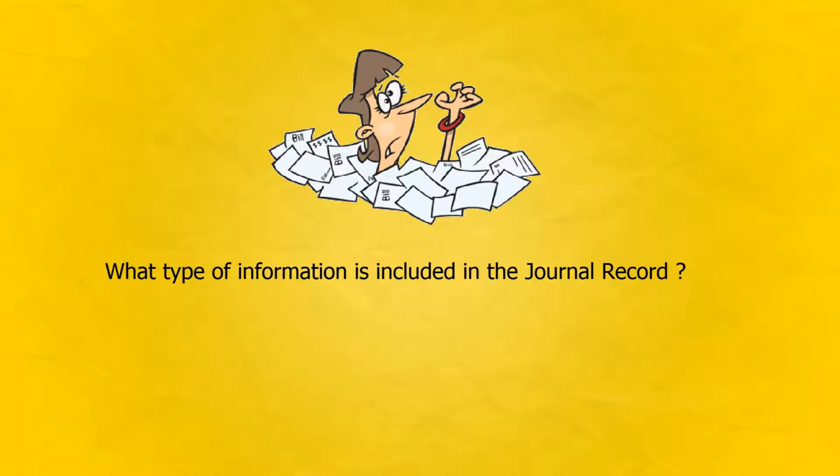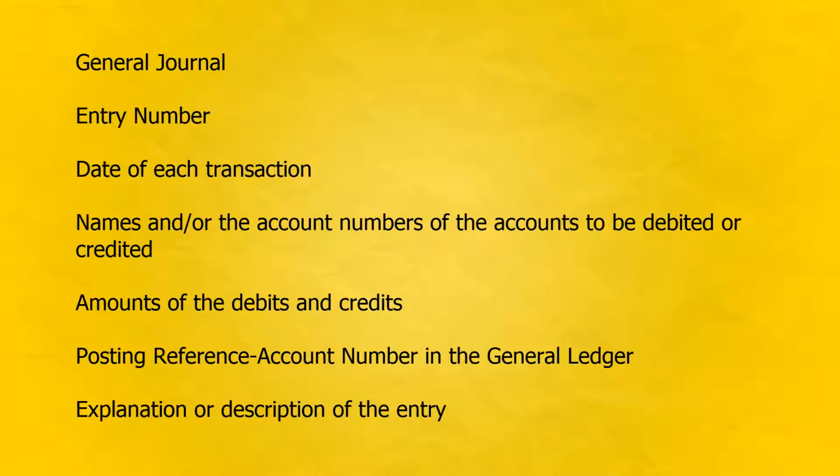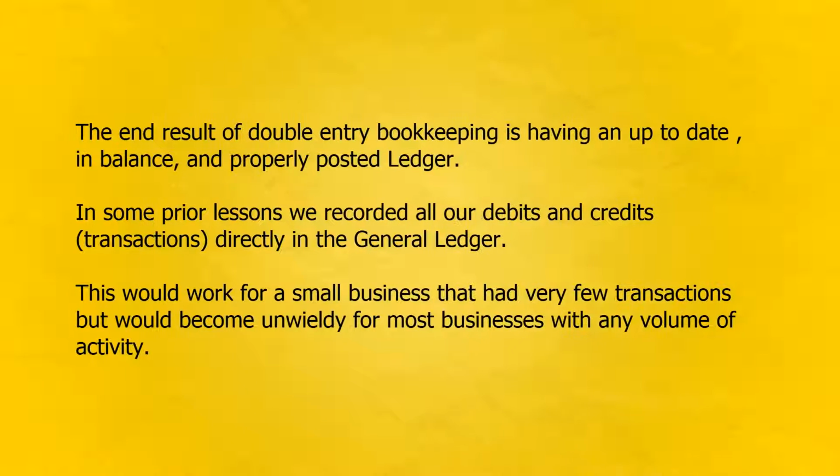What type of information is included in the journal record? General journal. Entry number. Date of each transaction. Names and/or the account numbers of the accounts to be debited or credited. Amounts of the debits and credits. Posting reference account number in the general ledger. Explanation or description of the entry. The end result of double-entry bookkeeping is having an up-to-date, in balance, and properly posted ledger.